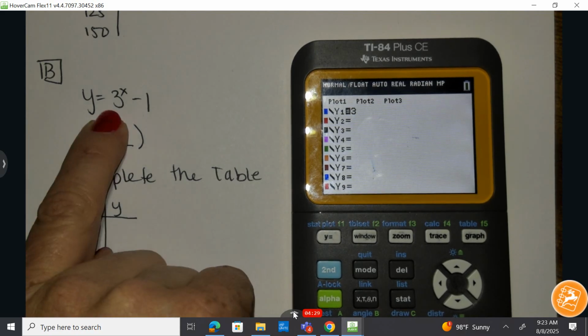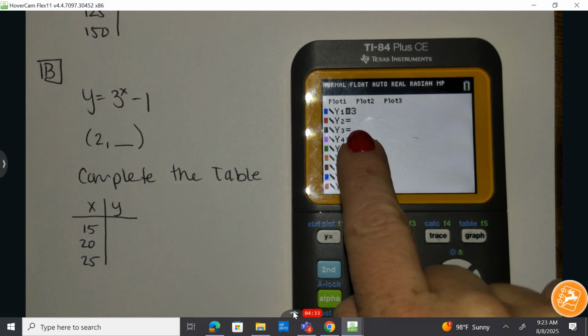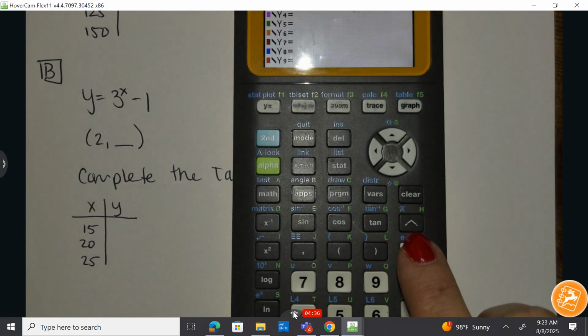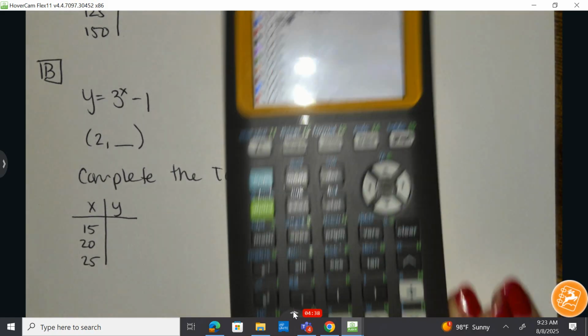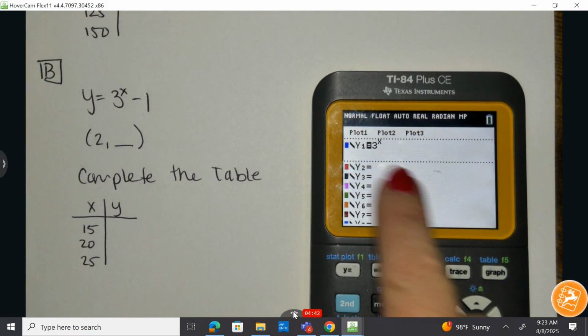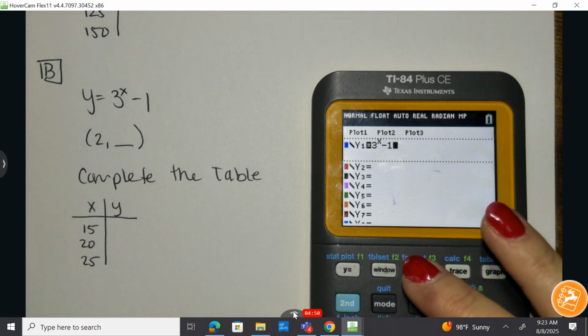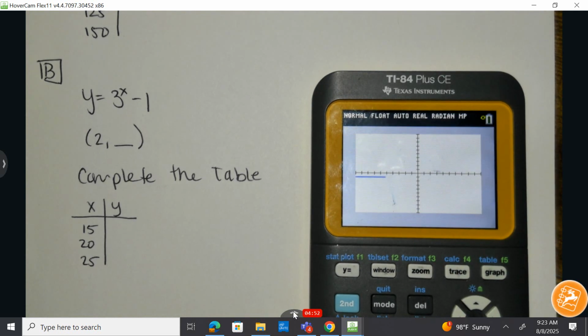Well, they recognize that 3 is the base and that x is in the exponent position. So to raise it, I'm going to find the caret key, which is on the right-hand side above the division sign. And now I need to bring it back down to the same level as the base, or the 3. You're going to use the arrow on the right to bring it back down and subtract 1. Let's graph this in standard window.